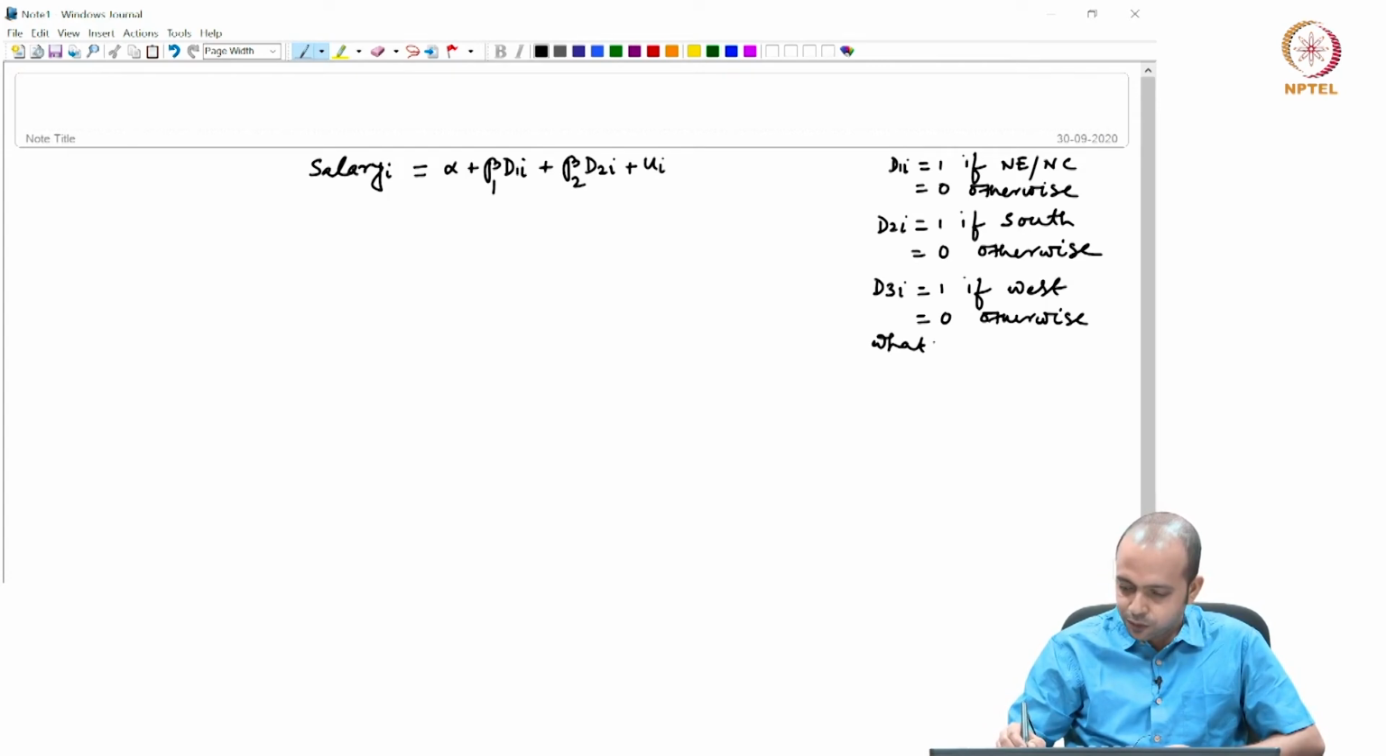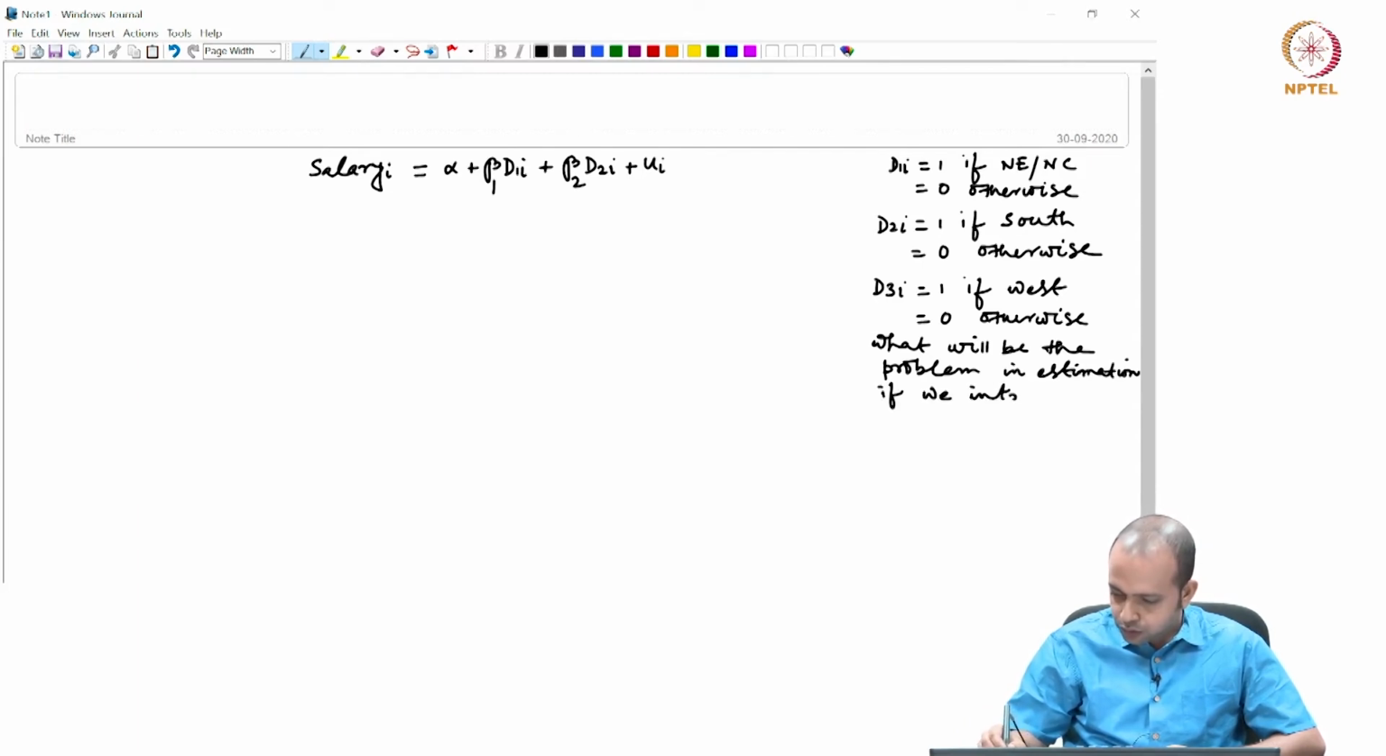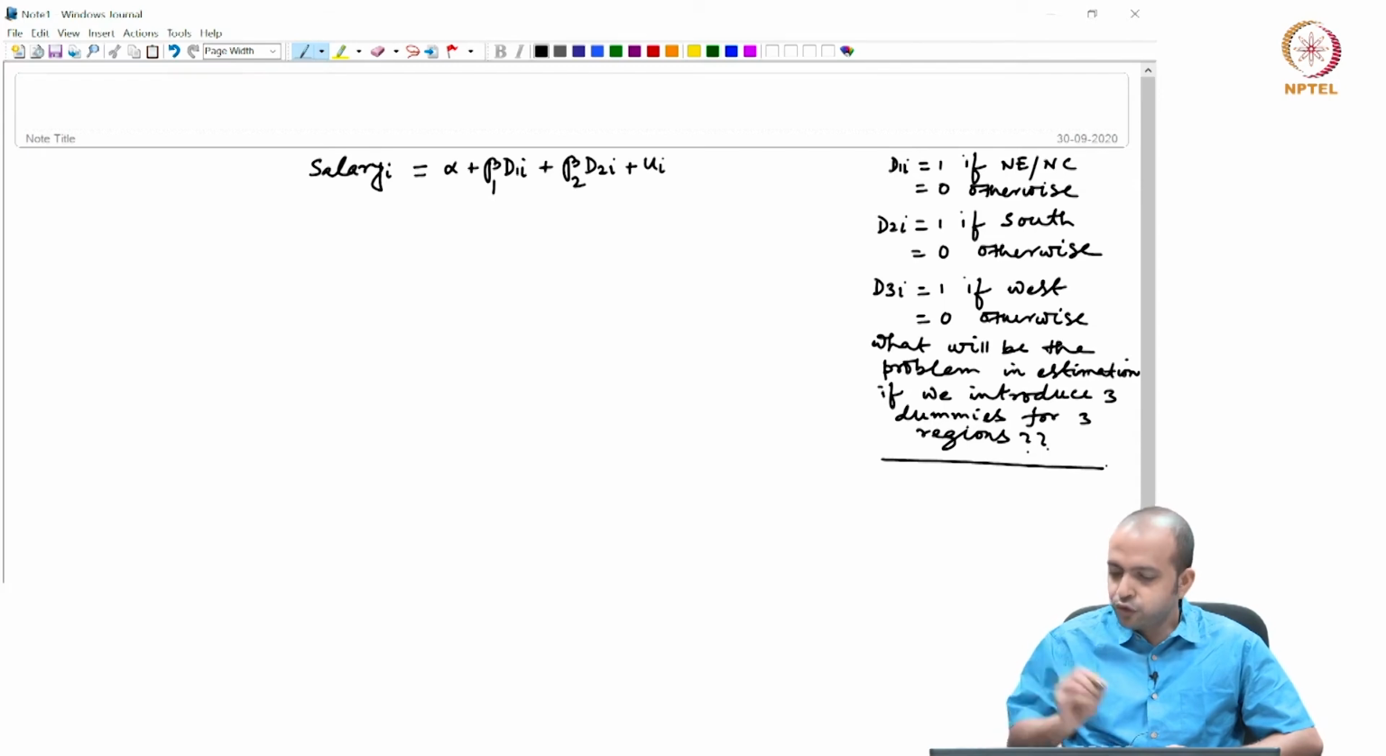What will be the problem in estimation if we introduce 3 dummies for 3 regions? So, this is the question I am giving for your thinking purpose, right.